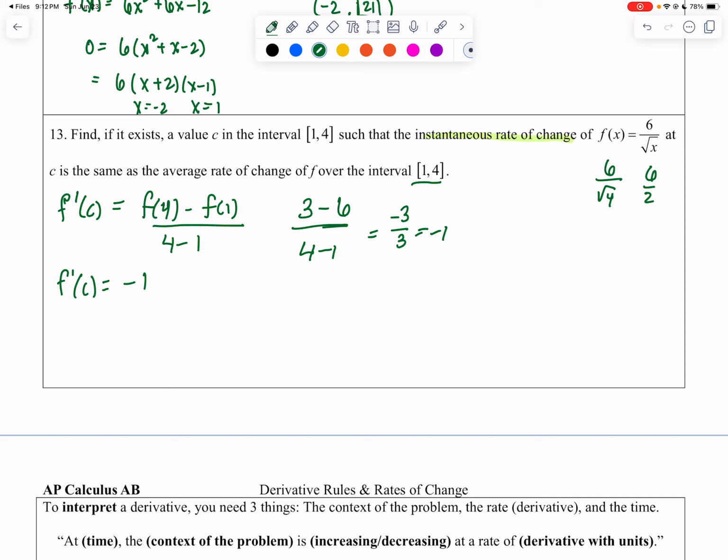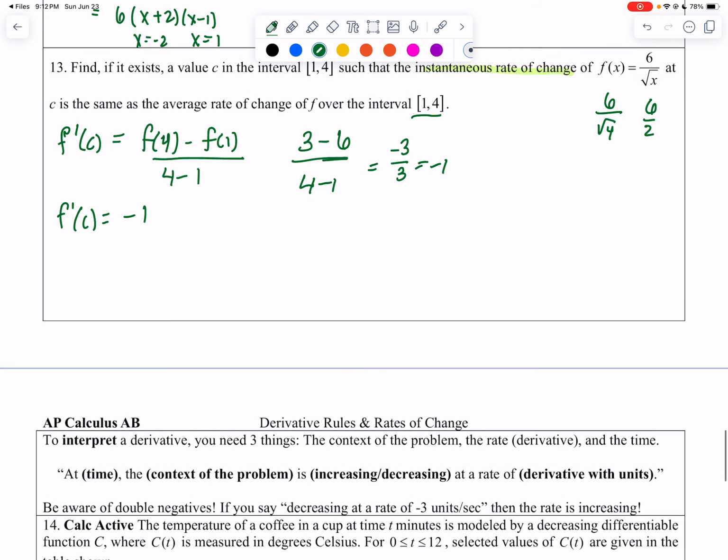Okay, so now I just got to find out the derivative. So I have 6x to the negative 1/2. If I take the derivative of that, I'm going to get negative 3x to the negative 3/2. In this case, since I'm using c, I'm going to have negative 3 c to the negative 3/2. That's equal to negative 1.